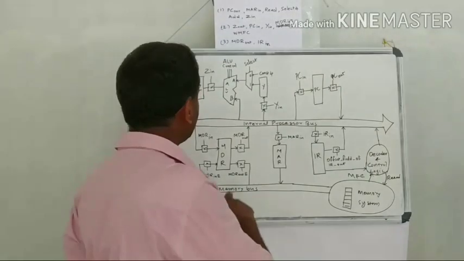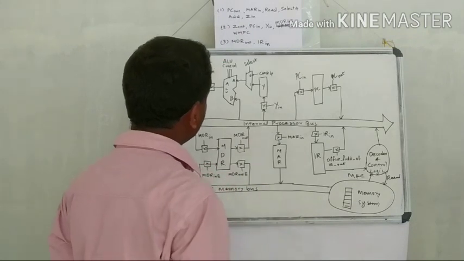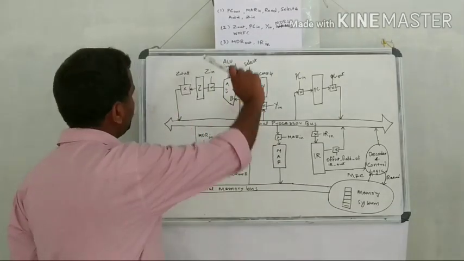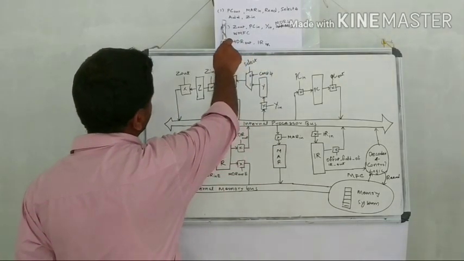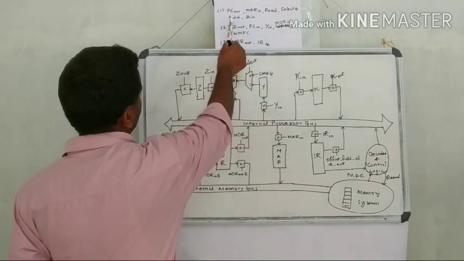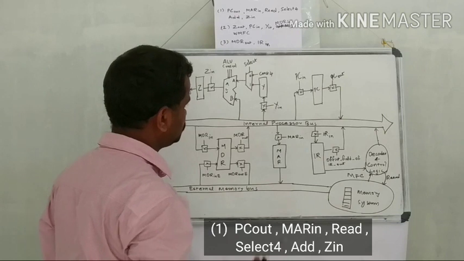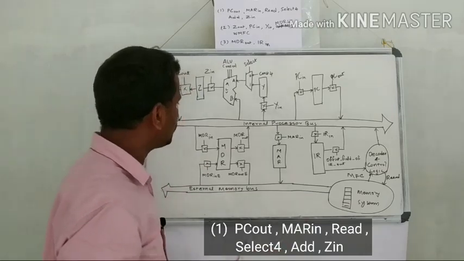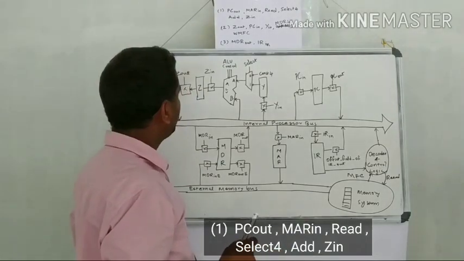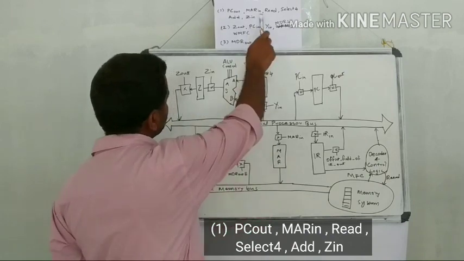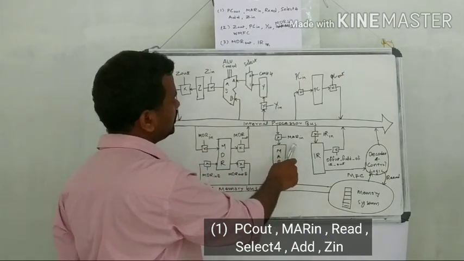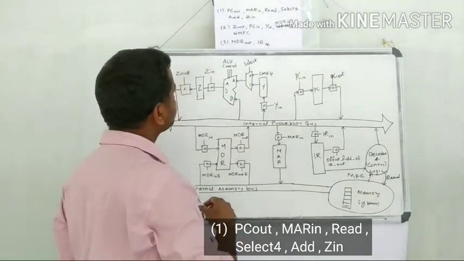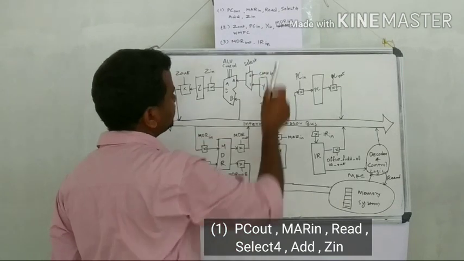Okay, this is our block diagram corresponding to our single bus organization of data path. Then we can consider the first set of control signals. First one is PC out. That is, PC out is activated, so the current value of PC is now available on the internal processor bus. Then next is MAR. So this signal is activated, so the current PC value will be captured into MAR. Then read signal is issued.